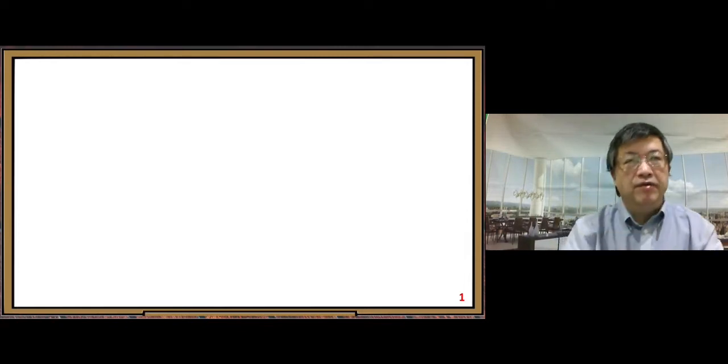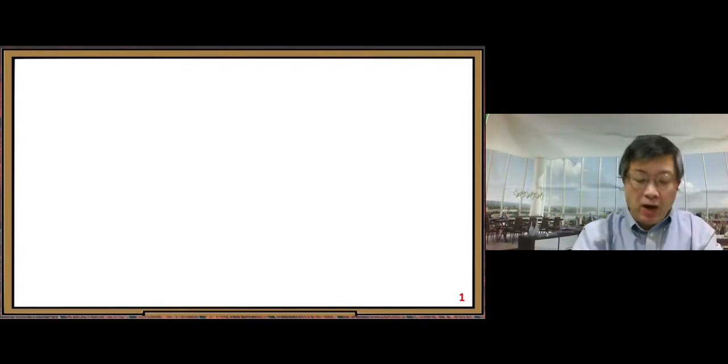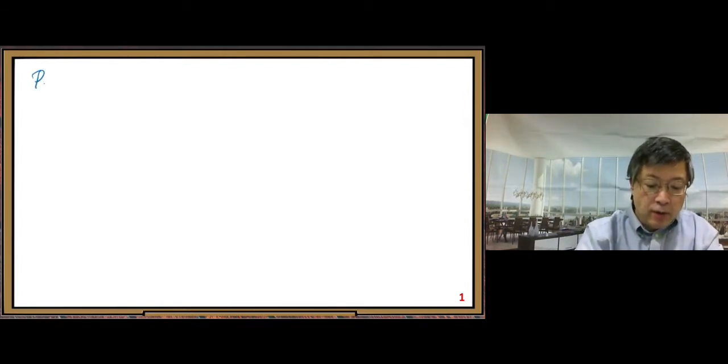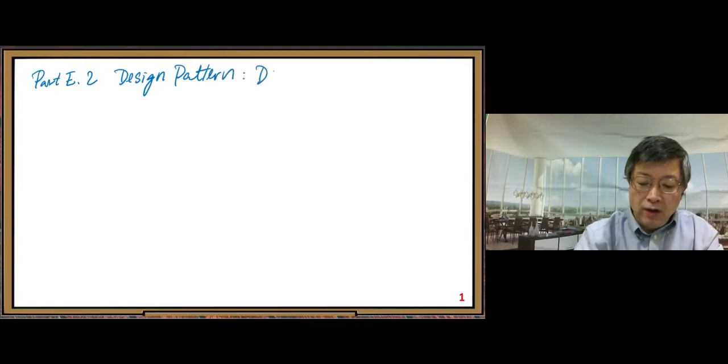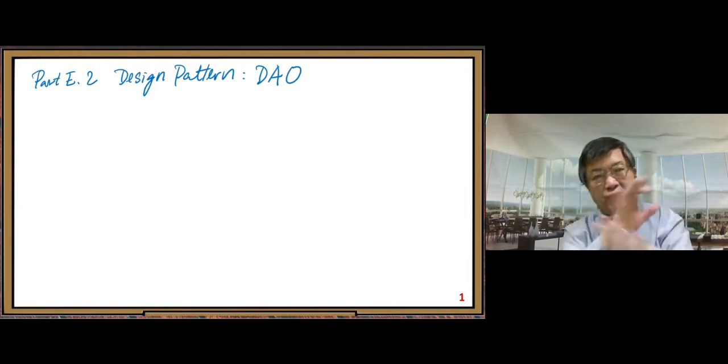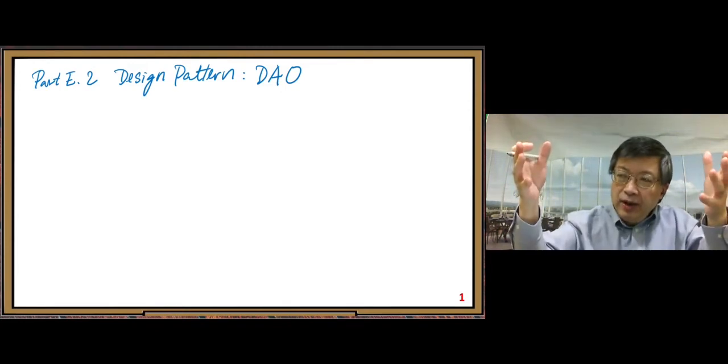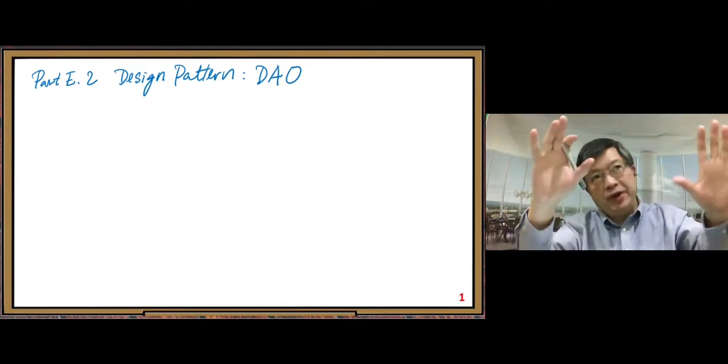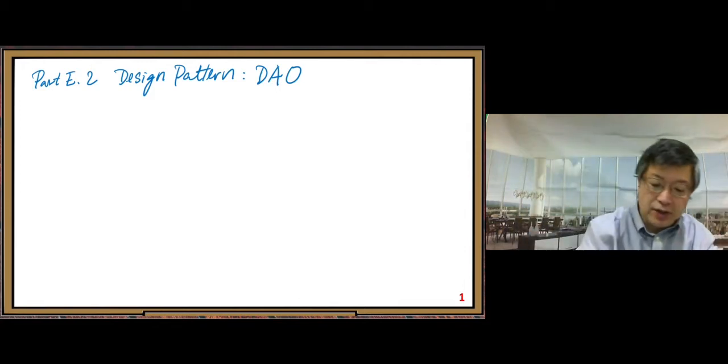All right. So here, look at the title of this part, part E.2, we call it DAO design pattern. I want to say a few words before we look at that example. Then in that example, I will explain a little more about this. First, I want to talk about this design pattern concept.